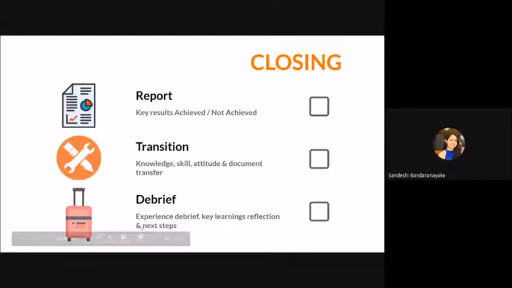And then you have the debrief. Debrief is literally sitting down and discussing what you did in your team experience. All right, you can discuss what you did, what the key learnings were that you got out of it, what was the development that you got out of it, things like that. And here I've put next steps.